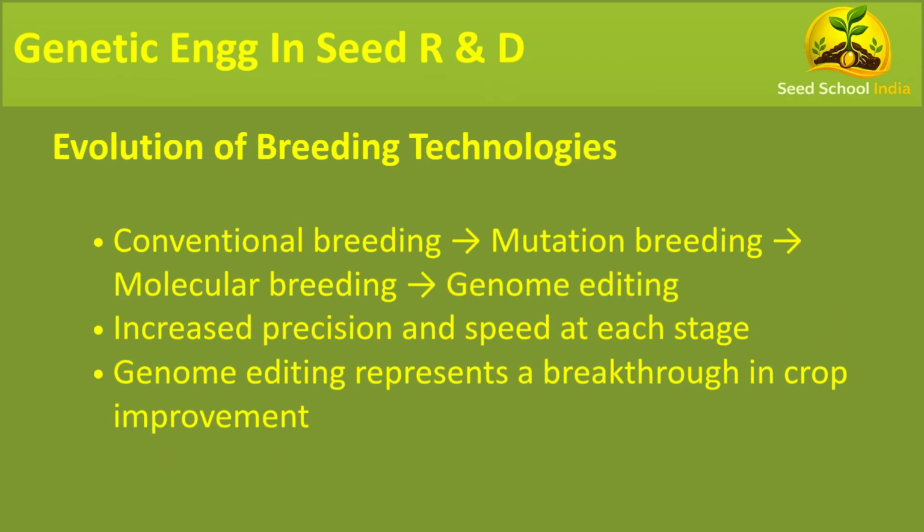The evolution of plant breeding technologies has progressed from conventional methods to more advanced molecular approaches. Initially, breeders used simple selection techniques, followed by mutation breeding to create genetic variability. Later, molecular marker-assisted selection improved precision. Today, genome editing represents the most advanced stage, offering direct manipulation of genes with high accuracy and speed.